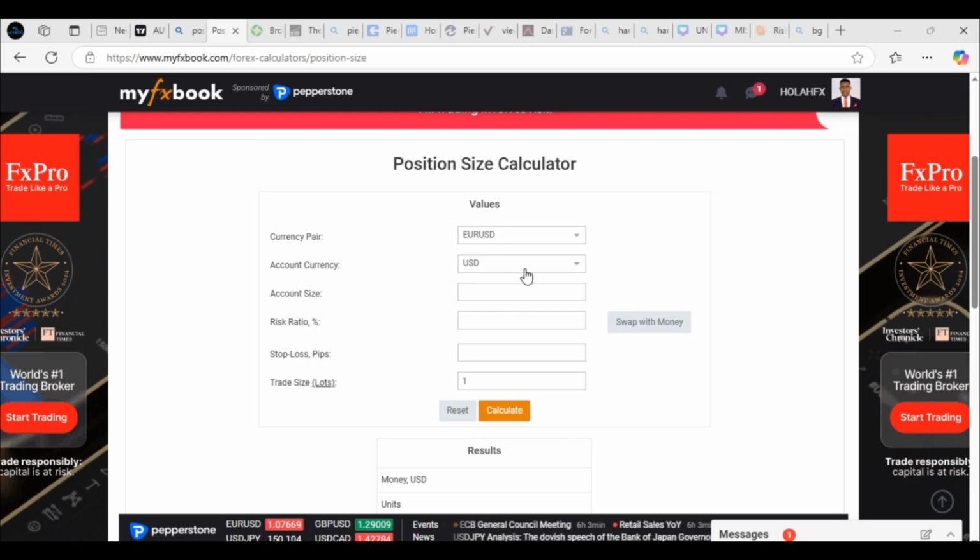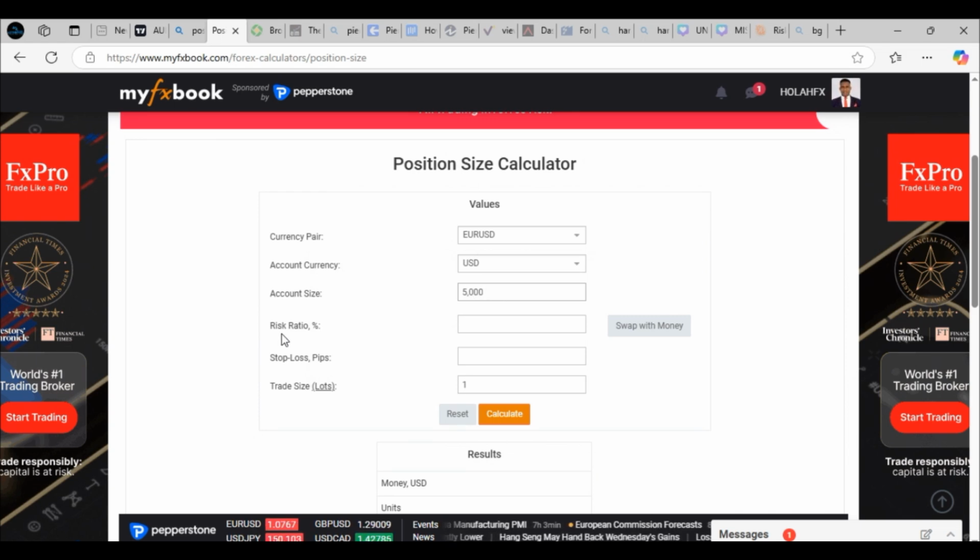Now it says account size. This account size talks about your balance. If you don't have any position opened, that is, you just want to take a trade for the first time, let's say you now have $5,000.